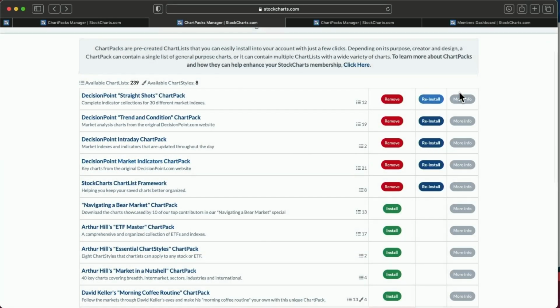So that is where you can download them. It's very easy to remove them, and you can reinstall them. We do update them now and then, so you might want to reinstall them. But if you do reinstall a chart pack, just be aware that if you have tons of annotations on all of those charts, they're going to go away, because you're basically writing over all of those chart lists. So just something to keep in mind.